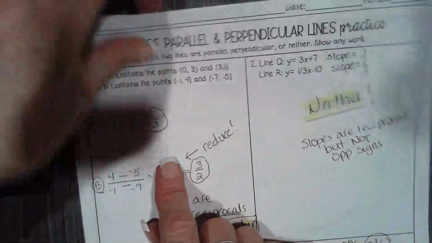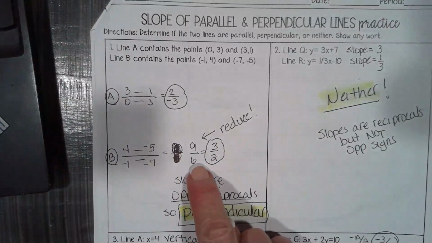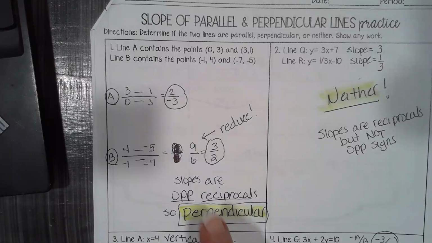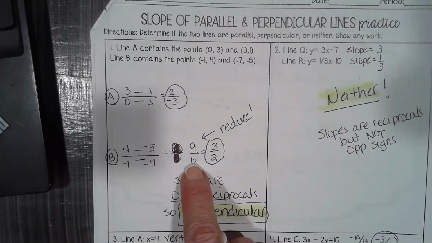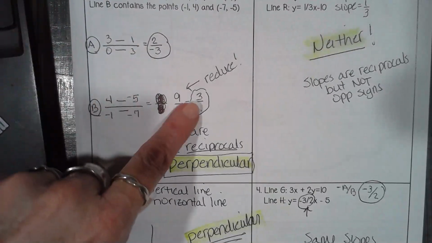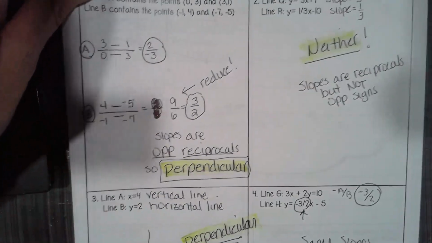So for number 1, if you reduce this, you can clearly see the fractions are flipped and the signs are opposite, so it's perpendicular. But notice, y'all, if you do not reduce these fractions, it's going to be hard to look at this and know. You've got to reduce your fractions. So these are opposite signs and the fractions are flipped. These are perpendicular lines.